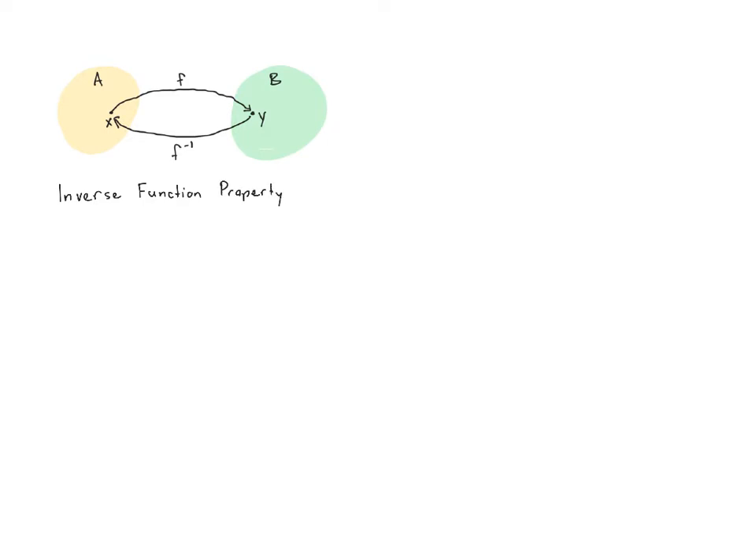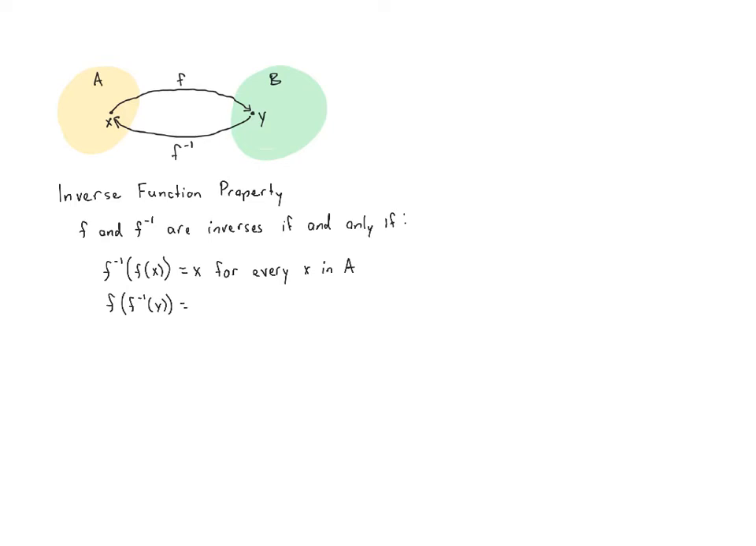The inverse function property says that f and another function, which we'll call f inverse, these two functions are inverses if and only if the following two things are true. F inverse applied to f of x is equal to x for every x in A, where A is the domain of the function, and f of f inverse of y equals y for every y in B. And B is the domain of f inverse.